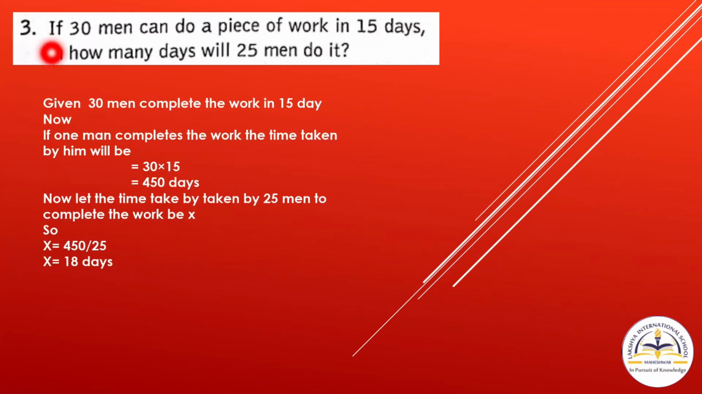Now question number 3. If 30 men can do a piece of work in 15 days, in how many days will 25 men do it? So 30 men complete the work in 15 days. If one man completes the work, the time taken by him will be 30 into 15, that is 450 days. Now let the time taken by 25 men to complete the work be x. So x equals 450 divided by 25, because we have to find it for 25 men. So 450 divided by 25 is 18 days.